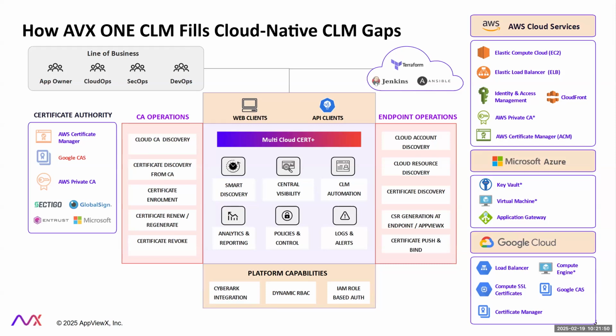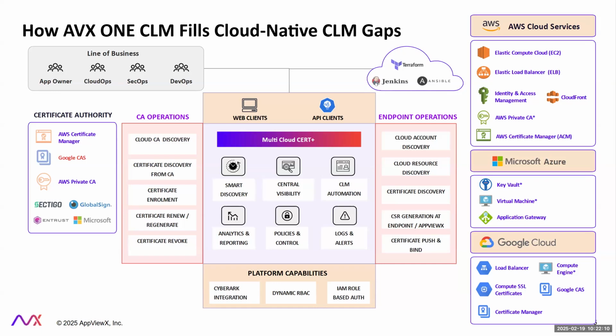Like if there is a certificate that you got enrolled by a specific certificate authority, let's say DigiCert, this certificate need not be downloaded from the AppViewX console. Instead, the certificate can be pushed directly to ELB, CloudFront, Application Gateway, or virtual machines. This way, we are not exposing the private keys anywhere.